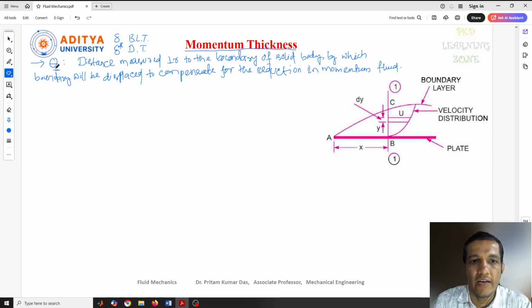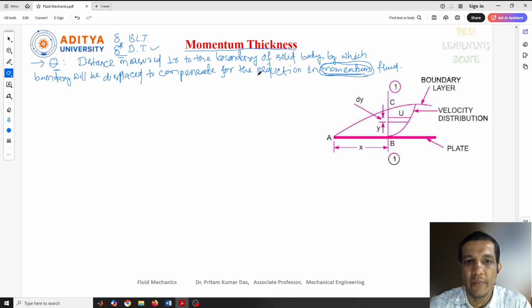We wrote the same definition for the displacement thickness also. What the difference is, I told you already in the previous lecture: only we need to check the reduction in momentum. This is the only difference. Previously we wrote the mass flow rate, and here we are writing momentum. Obviously, if the mass flow rate changes, the momentum also will change.